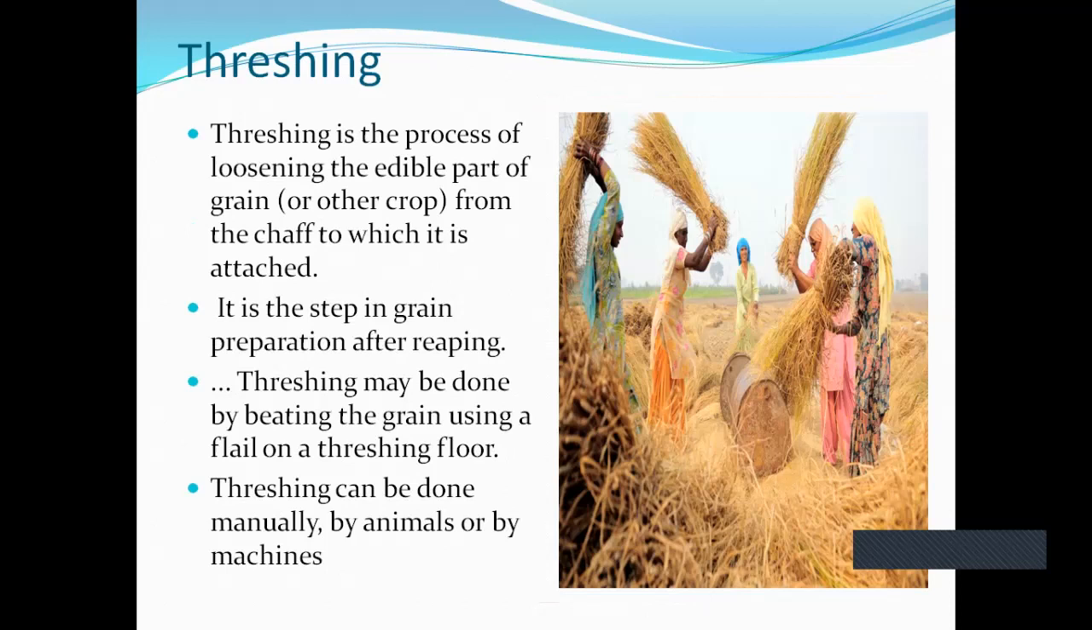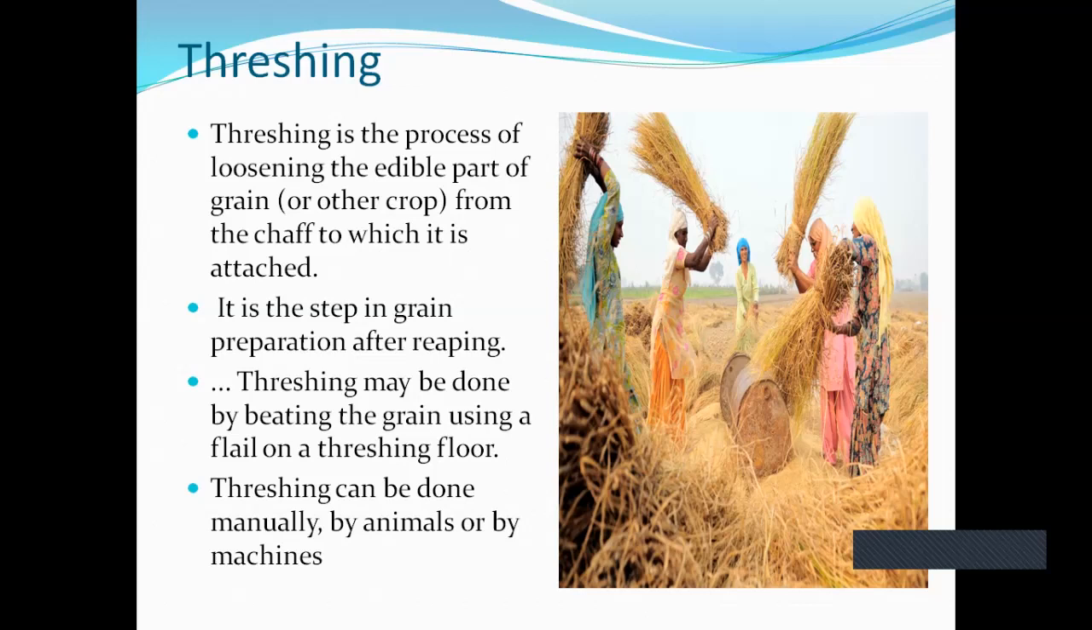After the crop is harvested, the farmer follows two steps. The first is threshing and the second is winnowing. The first one we will study now. First is threshing. Now what is threshing? Can you see the picture? In this threshing process, what are these ladies doing? They are loosening the edible part of the grain from the chaff to which it is attached.